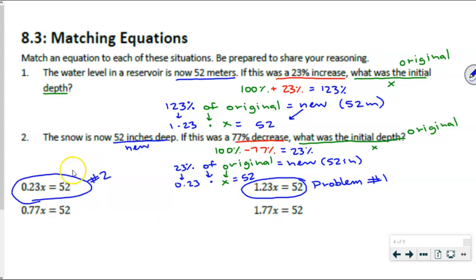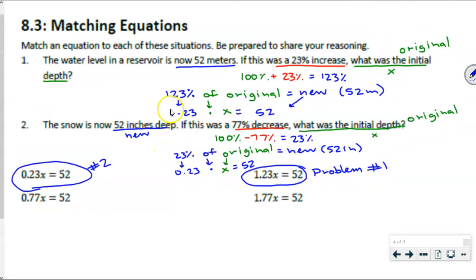So now the question is, how do we find these original amounts? Because we didn't know the original in either one. In problem number 1, we have this equation. I'm just going to write it right here. 1.23x equals 52. What's happening to x? Talk with your groups. There's not enough hands. What's happening to x in this equation? I think you're ready to come back to me now. What's happening to x in this equation?